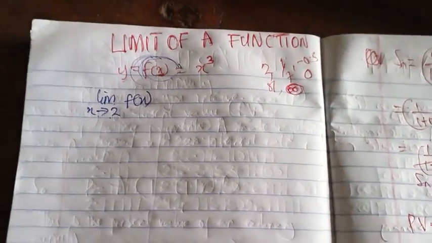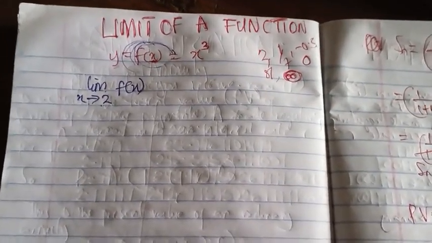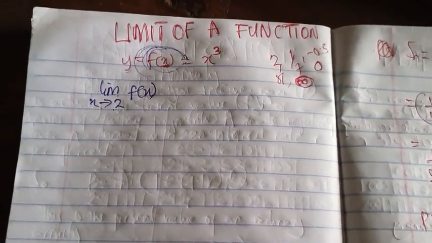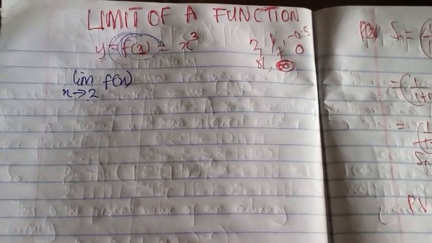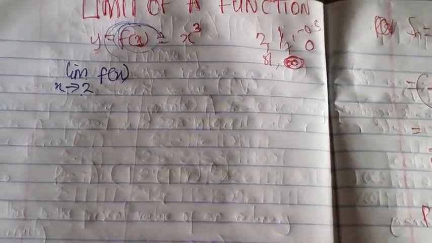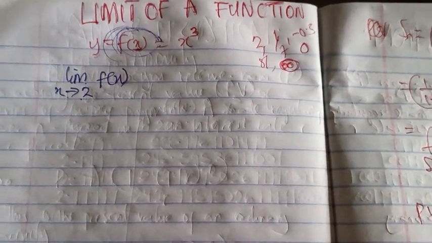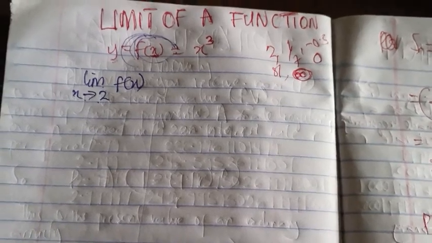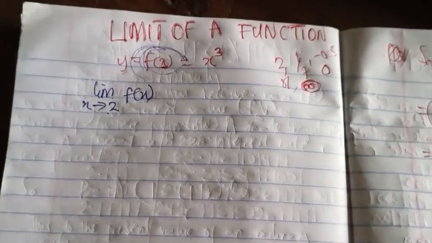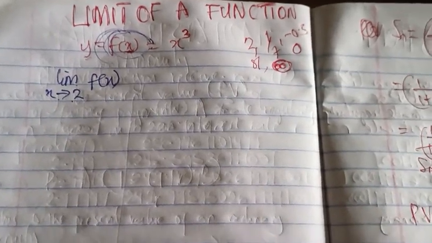Now listen, not everything we tend toward we get to. So please don't assume that if it is tending toward 2, I can just punch in the 2. No, we said approaches. Are you getting what I'm saying? Now, that is what limit is all about. You are testing, as the input of a function is approaching a value, what will the output approach? That is what the concept of limit is all about.